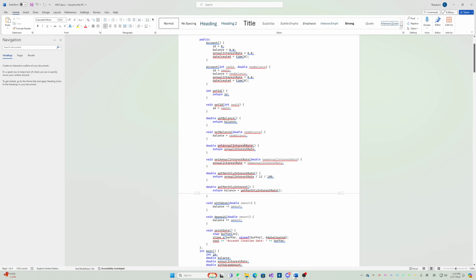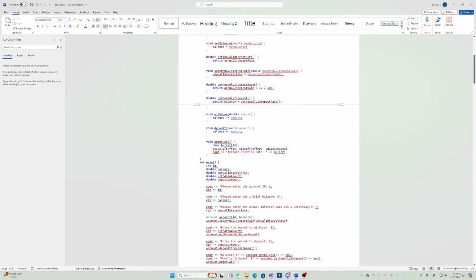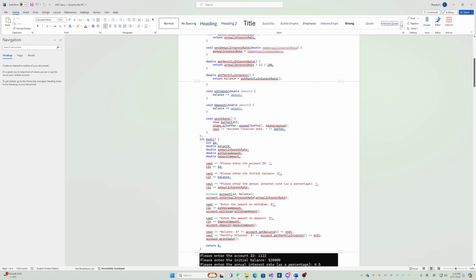And here we have several functions to get the rate, and for the monthly rate we need to divide the annual rate by 12 and then divide by 100 because this one is for percentage. We also have withdrawal and the deposit. This function is for the date. We can use this one to print the date.